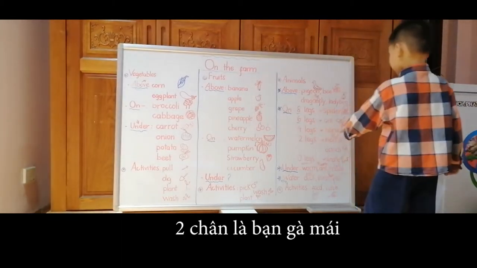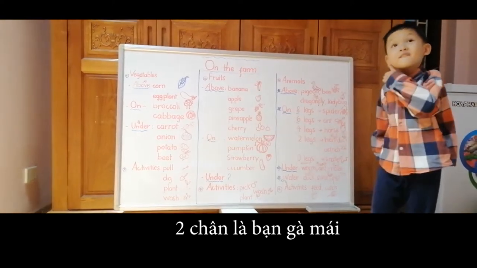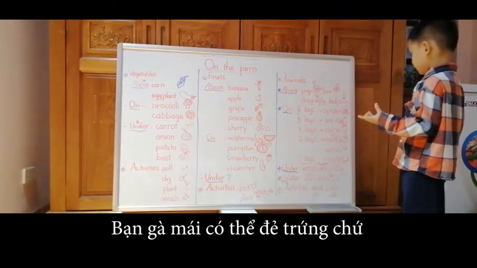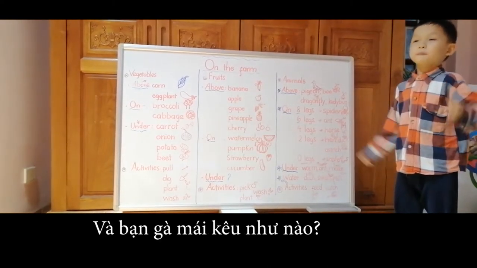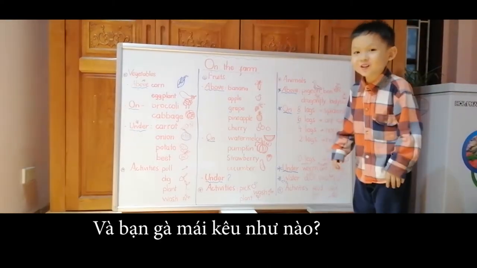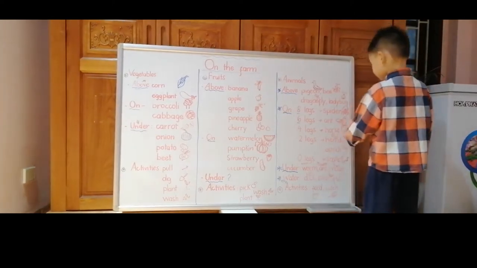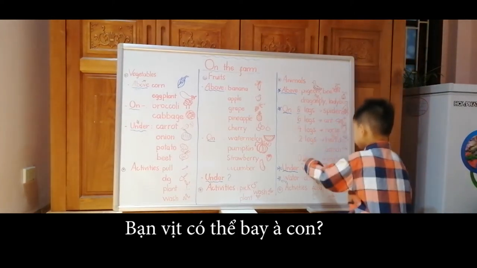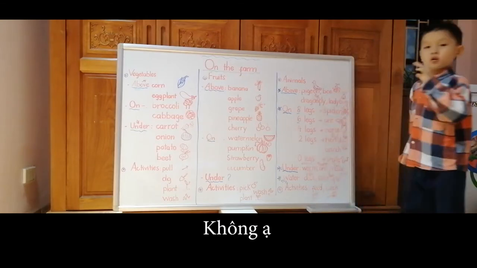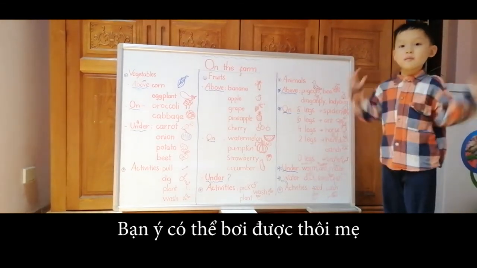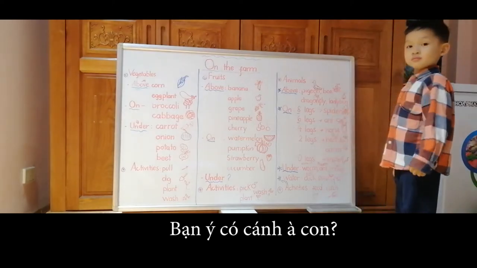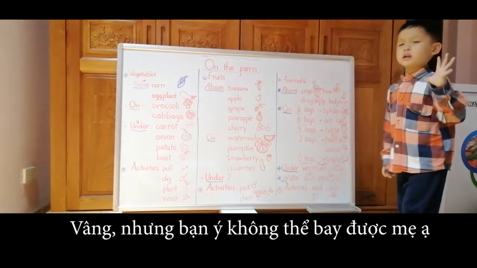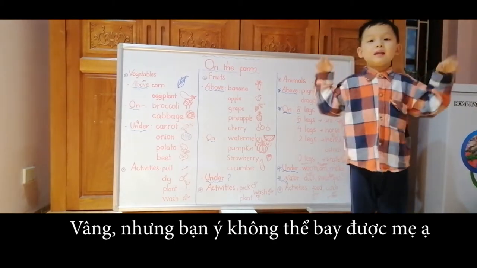Two legs is hen. Hen can lay eggs? Yes. And hen says? Bok, bok, bok. Duck. Duck can fly? No. It can swim. Yes, it has wings? Yes, but it cannot fly.